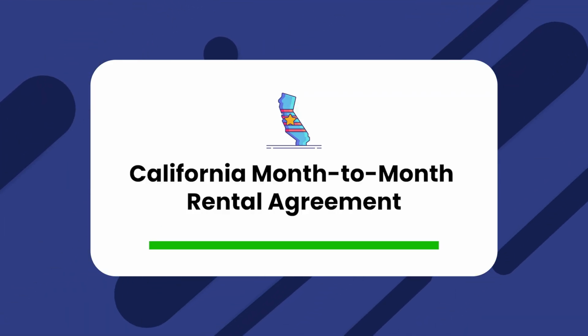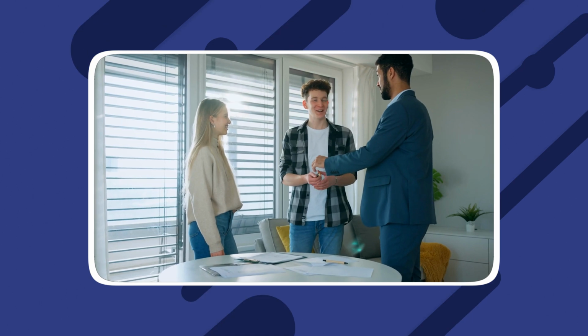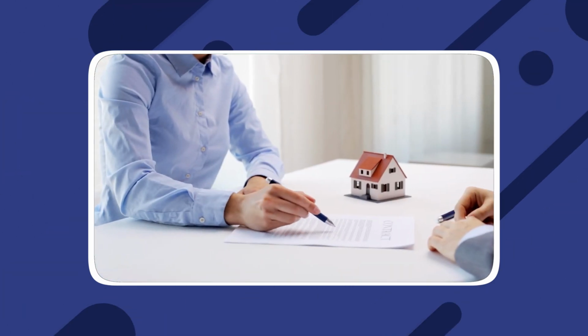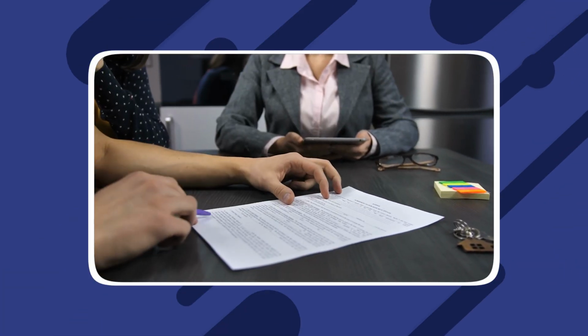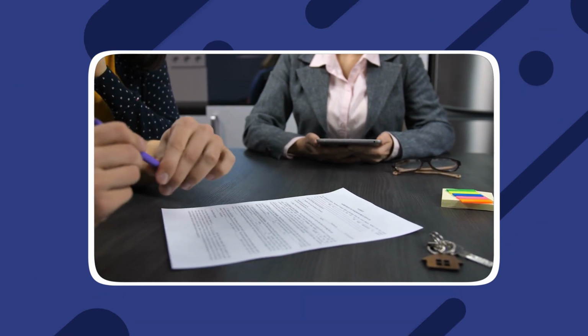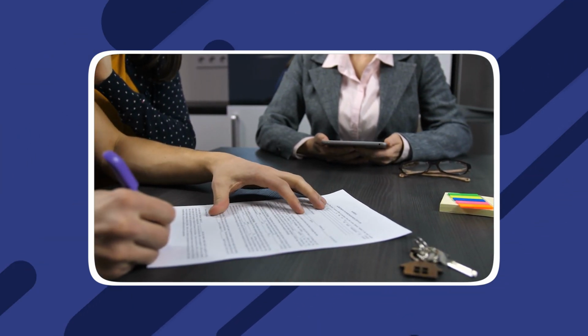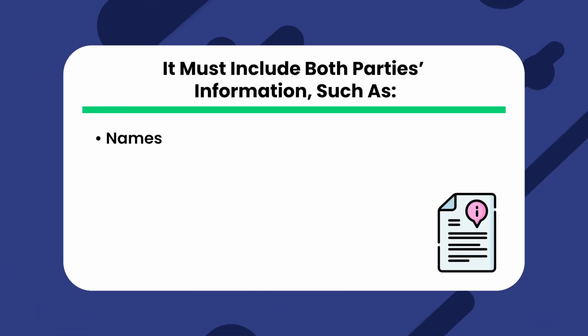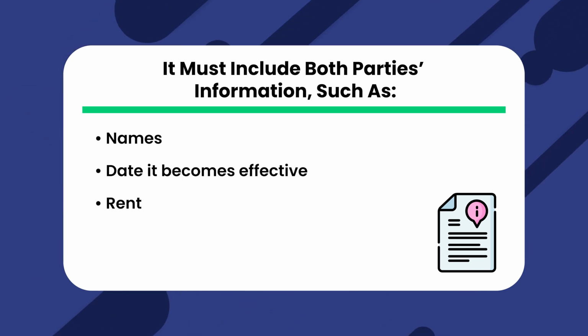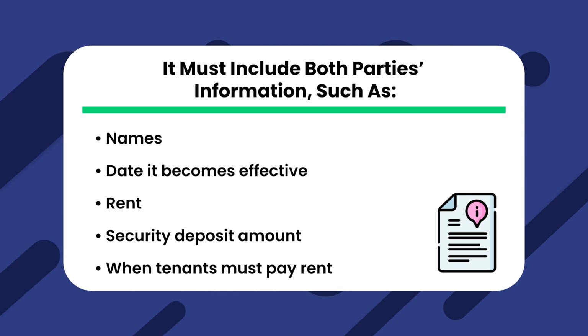California month-to-month rental agreement. A California month-to-month rental agreement allows property owners and tenants to enter into a lease under state landlord-tenant laws. Therefore, both parties must uphold the contract's terms. With this type of agreement, either the landlord or the tenant can terminate the lease at any time or for any reason. Legal disclosures. A California month-to-month lease agreement is legally binding. Therefore, it must include both parties' information, such as their names, the date it becomes effective, the rent and security deposit amounts, when tenant must pay rent, and more.